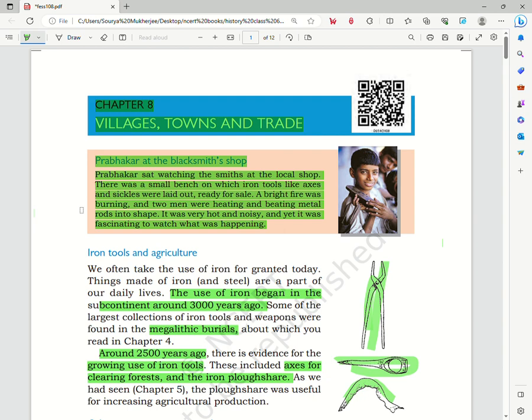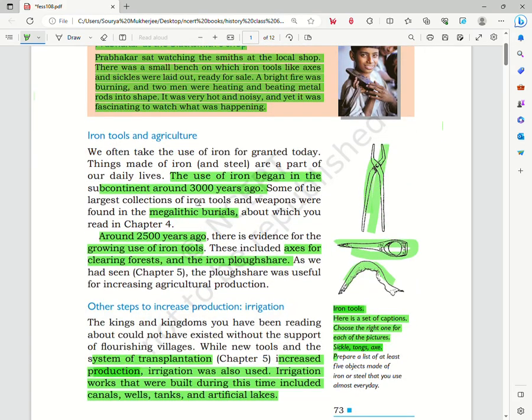So in the following part we will learn about the different iron tools that were used for agriculture during the Mahajanpad period. We see that the use of iron began in the subcontinent around 3000 years ago, and some of the largest collection of iron tools and weapons were found in megalithic burials.